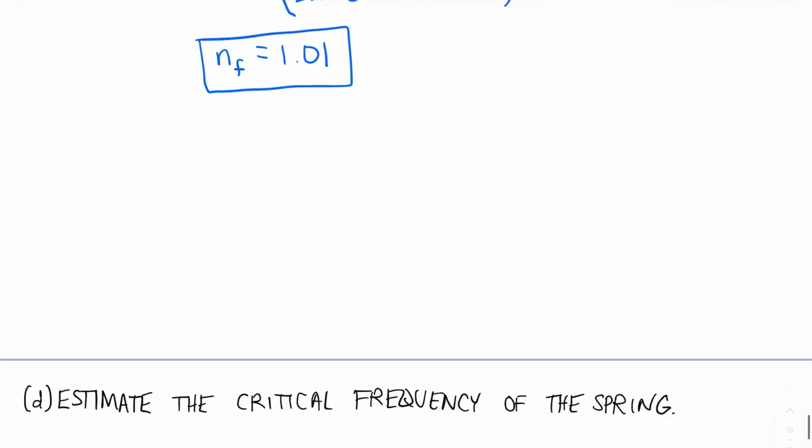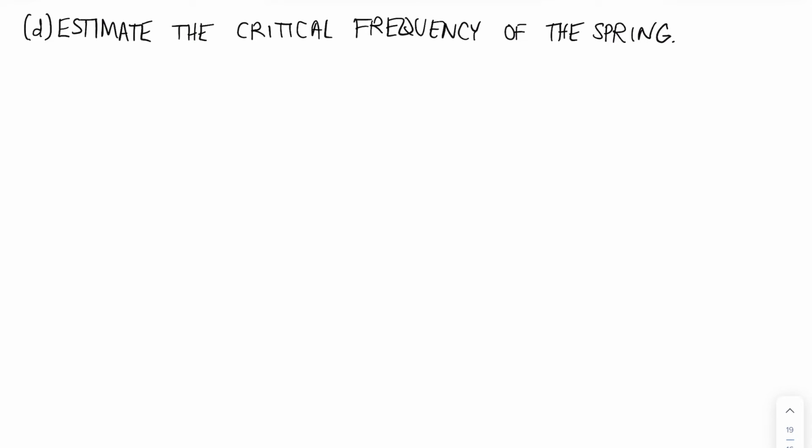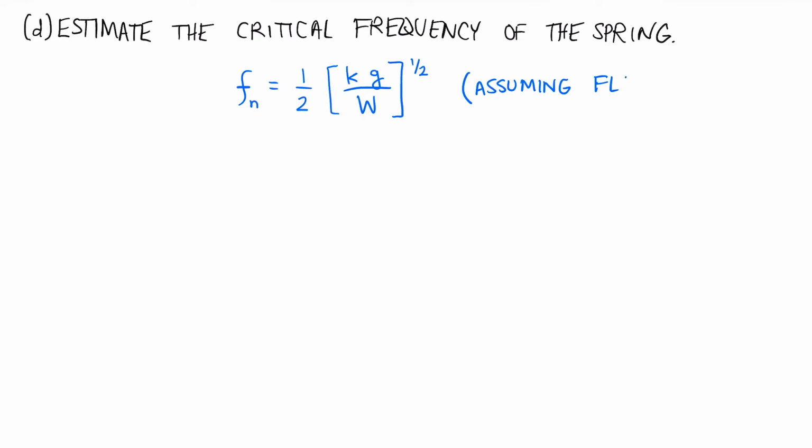Okay, and then next we find in part D. This is a bit of a different question. We're going to have to do a little bit more work for this one. We need to estimate the critical frequency of the spring. So we need to remember that the equation for the natural frequency of the spring is 1/2 times k times the square root of g over W. And this is assuming flat plates on both ends.